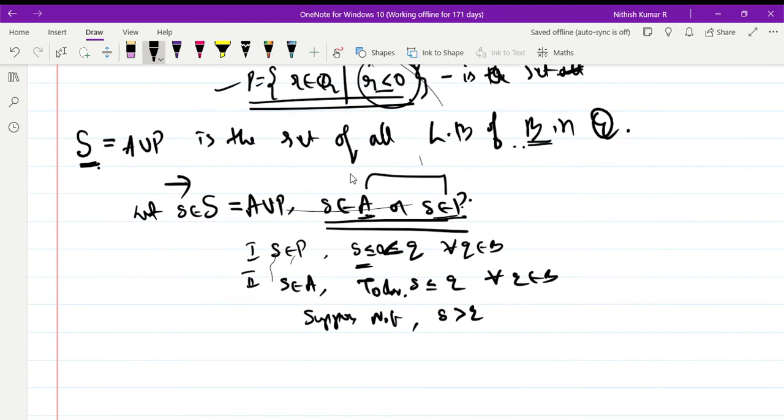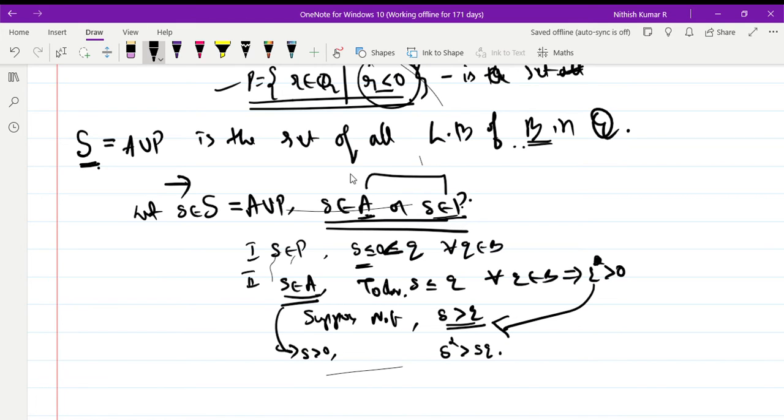Now since S is in A, we have S is greater than 0. So multiplying this relation, we get S square is greater than S into Q. Now Q belongs to B implies Q is also greater than 0. So again multiplying this relation, we get S into Q is greater than Q square. Now combining this, we get S square is greater than Q square.